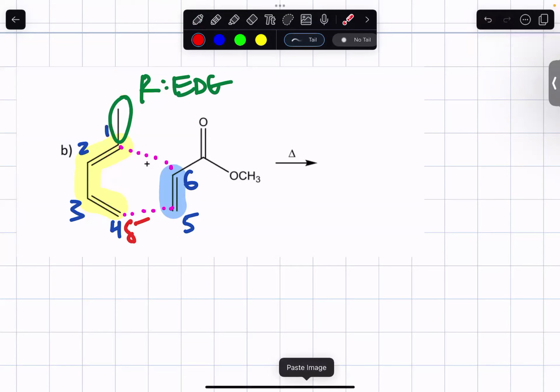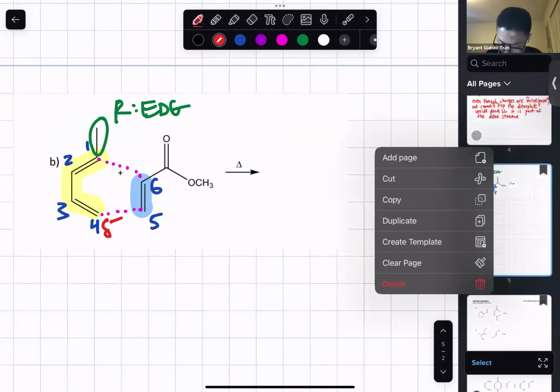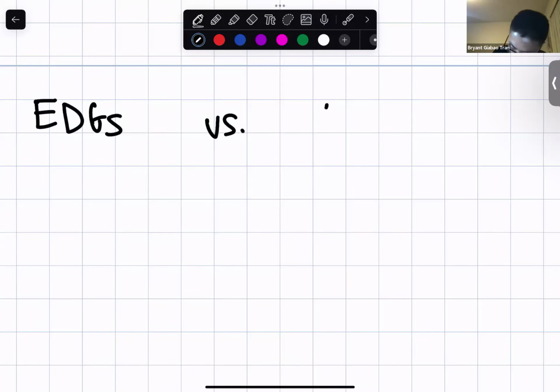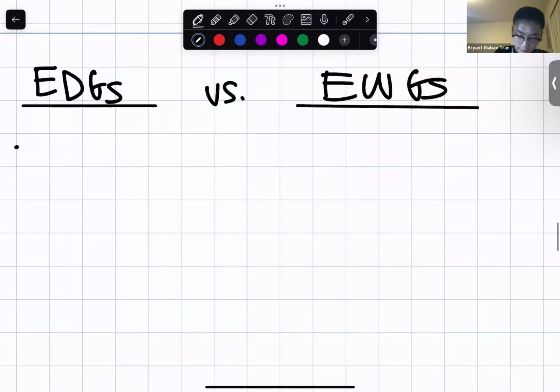Right. Ryan, sorry. Yeah. Could you go over how you decipher which one is an EDG or EWG? Yeah. So let's go over that concept, EDG versus EWG. I give a lot of examples with that. EDGs versus EWGs.